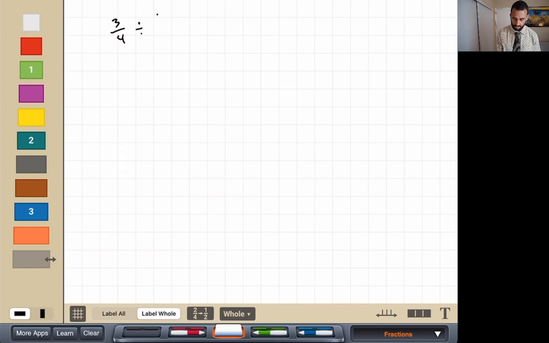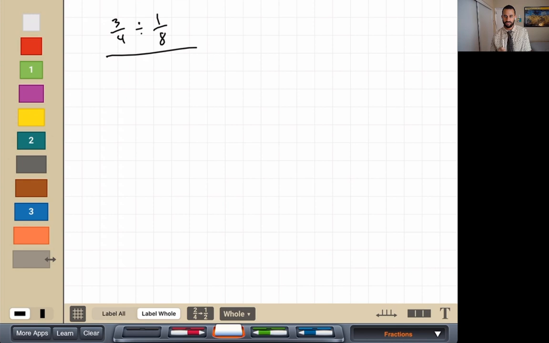3/4 divided by 1/8. Okay, and now let's see. What does this actually mean? Think about that. This means how many eighths fit inside of 3/4. That's the question. How many eighths fit inside of 3/4?